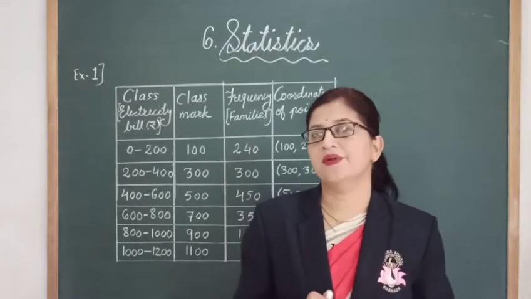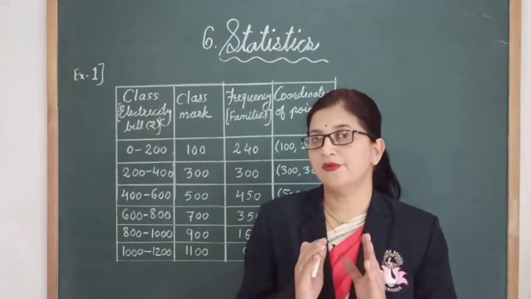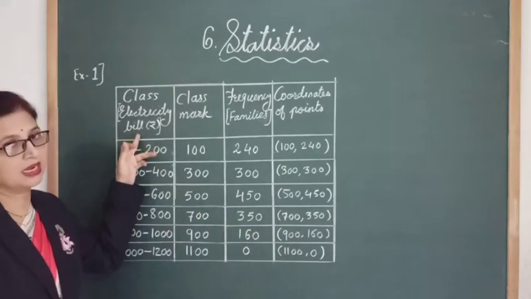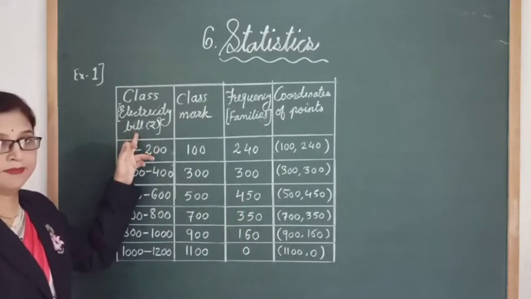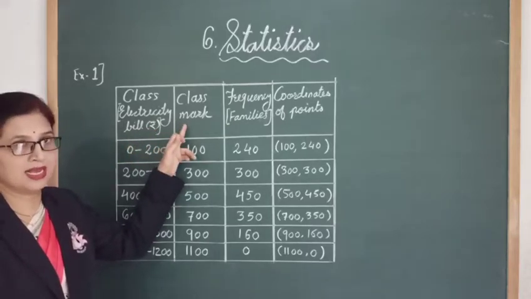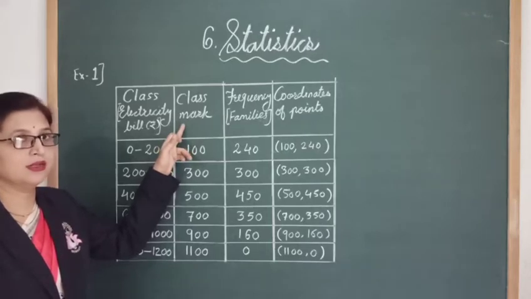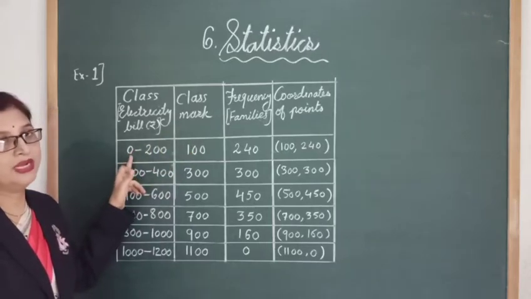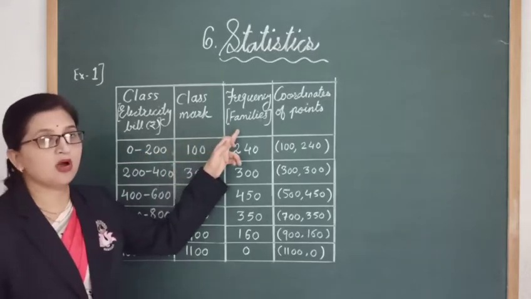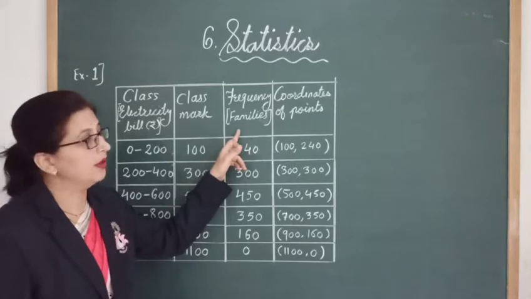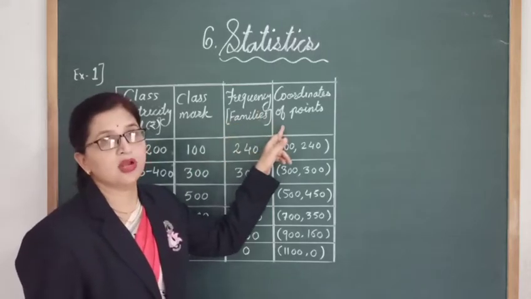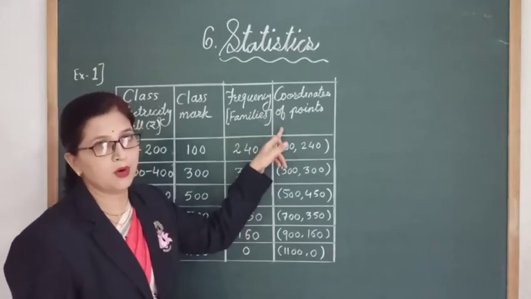Okay? So for that we have to draw a table with 4 columns. Okay? So here we have the table. The first column will be the class, in that the electricity bill which is given in rupees. Okay? The second column is the class mark. How are we finding the class mark? That is lower limit plus upper limit divided by 2. Okay? Then the third column will be the frequency, that is the number of families, and the fourth column will be the coordinates of the point. Okay?